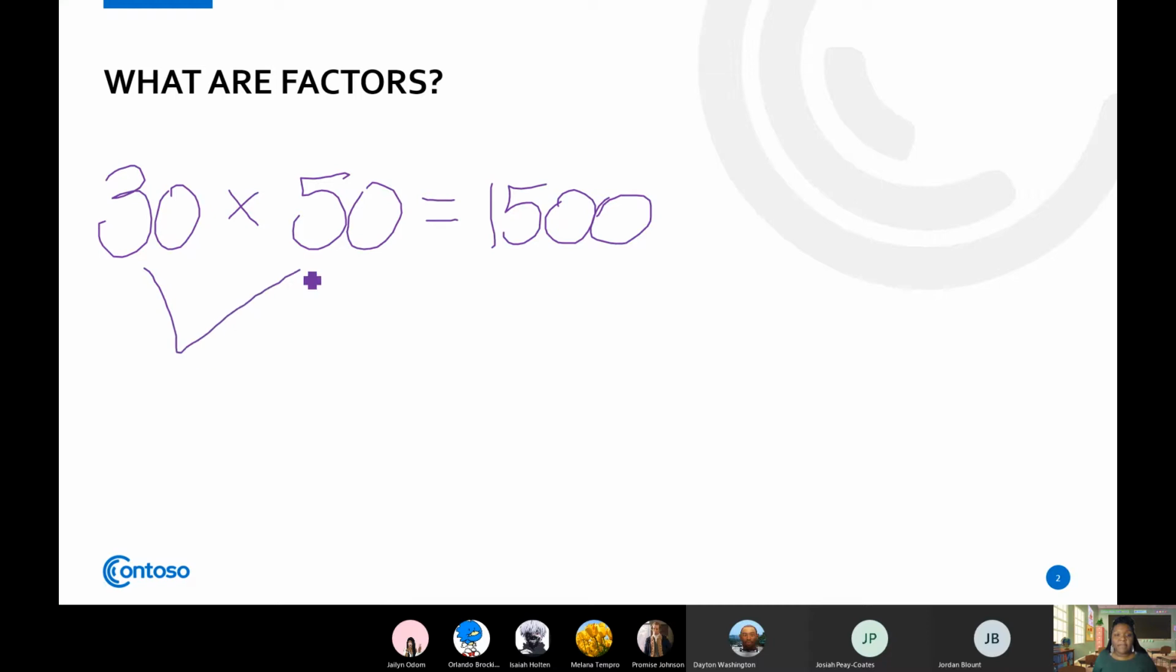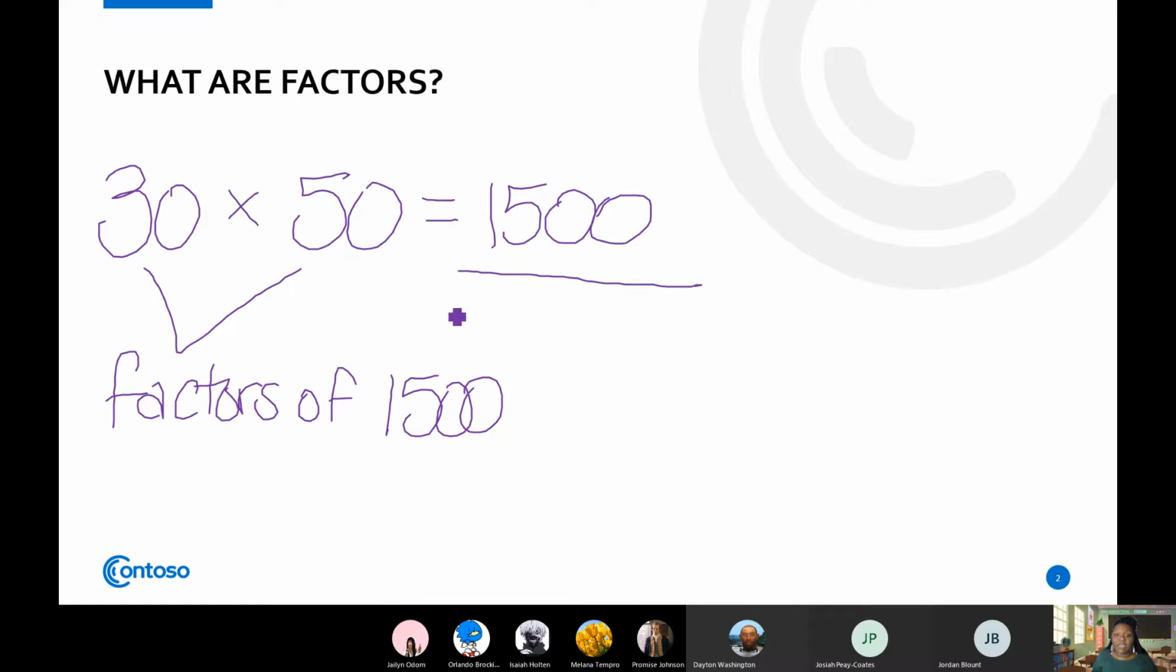So the factors are 30 and 50. These are called factors. They're actually factors of 1,500. 1,500, this is called a multiple. So we need to understand that factors are the numbers that we're multiplying, and a multiple is the product, or the answer to a multiplication problem.